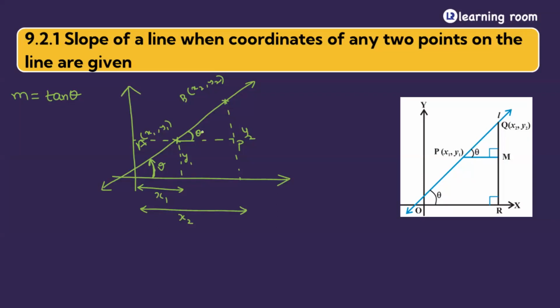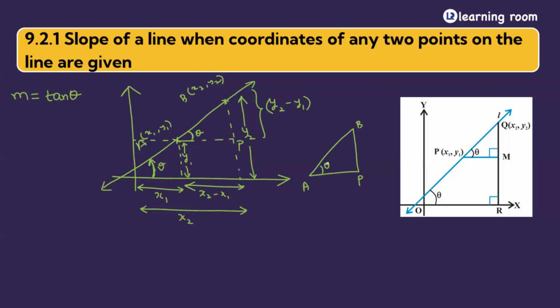Now tell me one thing. See, if this whole distance is y2, then how much will this distance be? If this is y1 and this whole distance is y2, it is going to be y2 minus y1, right? Similarly, how much will this distance be? If this total distance is x2 and this distance is x1, then it is going to be x2 minus x1, right? So what I'll do is I'll take the triangle APB and I take this angle to be theta.